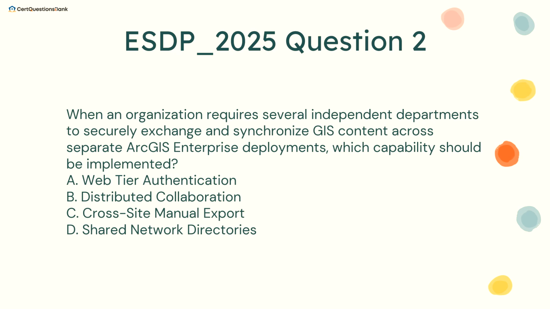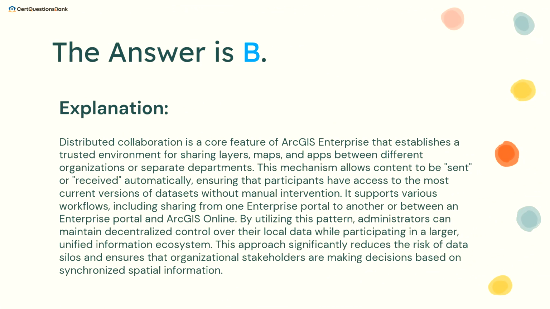When an organization requires several independent departments to securely exchange and synchronize GIS content across separate ArcGIS Enterprise deployments, which capability should be implemented? A. Web tier authentication. B. Distributed collaboration. C. Cross-site manual export. D. Shared network directories. The answer is B.